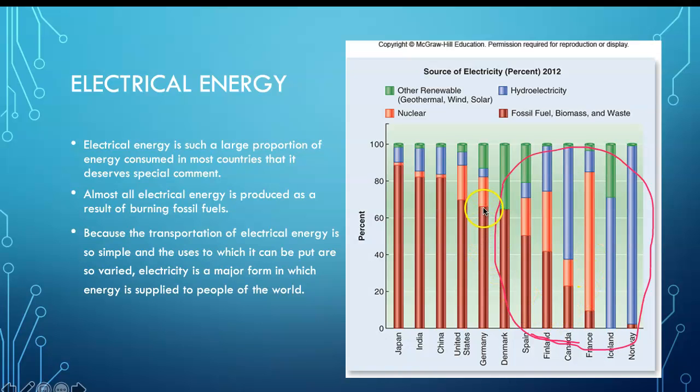And if you look at Germany, a majority is still fossil fuels, but they are transitioning more to renewable energy. If you look at the United States, here is how much we use fossil fuel and how much comes from nuclear power and renewable energy. And I want you to think about why those countries can use such a large percentage of renewable energy.